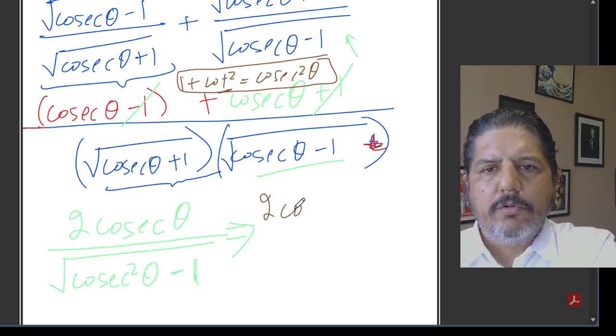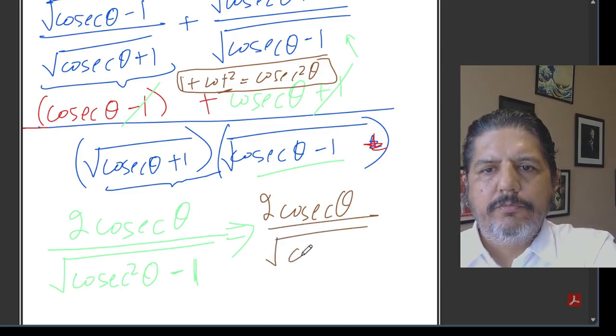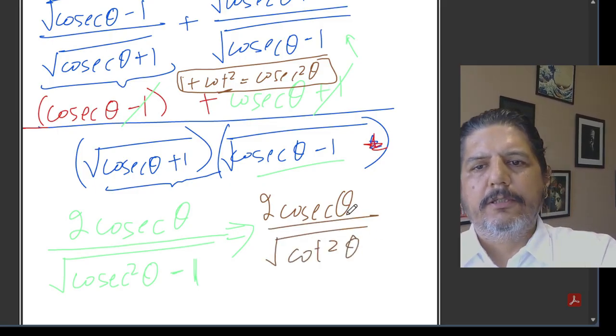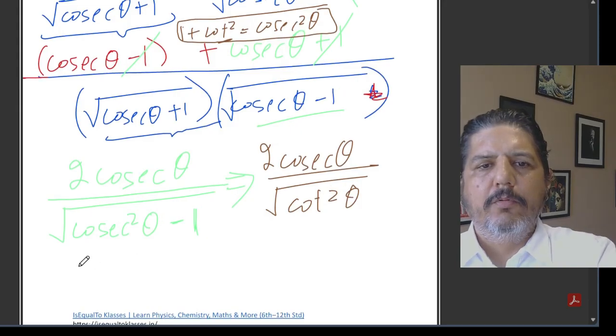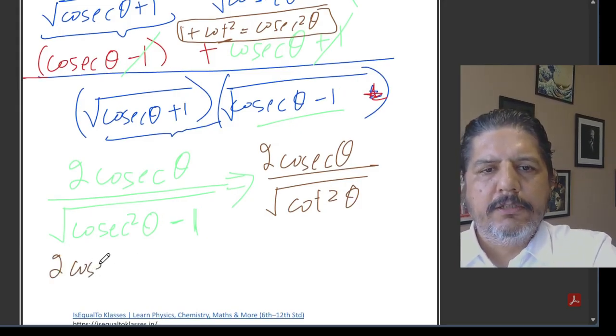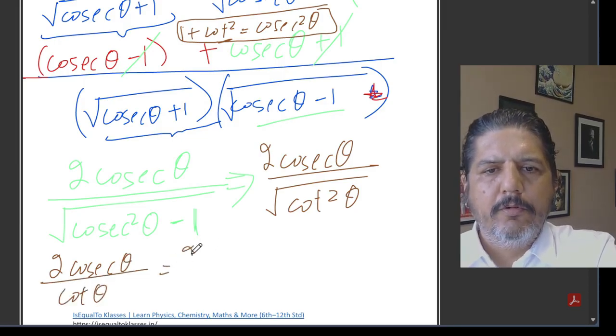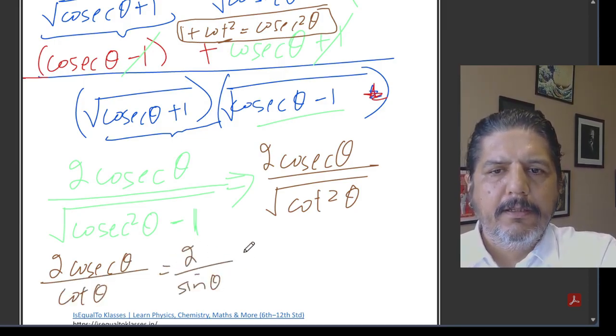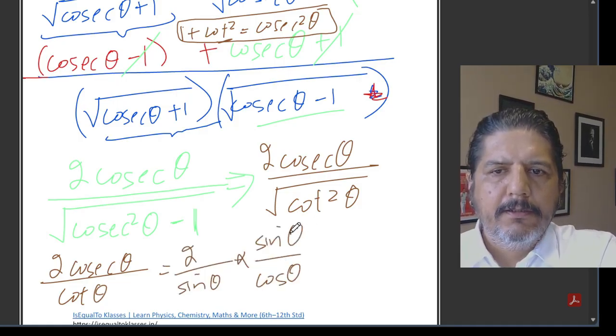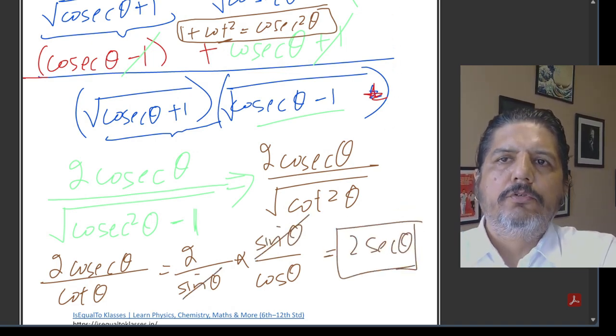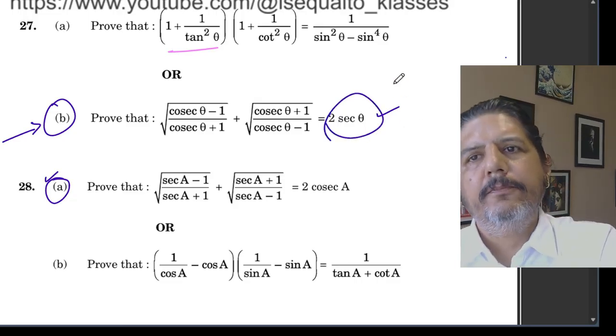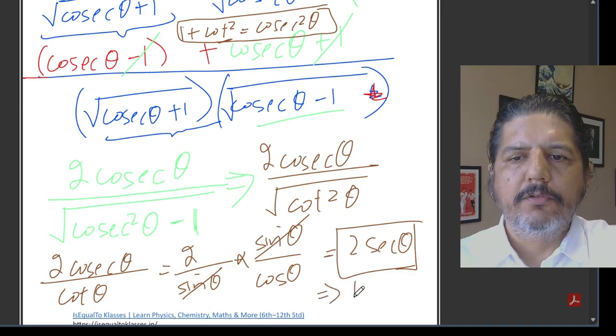So this will be equal to 2 cosec theta on square root of cot squared theta. The square root of cot squared theta would be cot theta. So this will be 2 upon sin theta multiplied by 1 upon cot theta, which would be equal to cos theta by sin theta. And this cancels. So this will be 2 sec theta. So 2 sec theta is my right hand side. So this is how this question is done. This is equal to the right hand side.